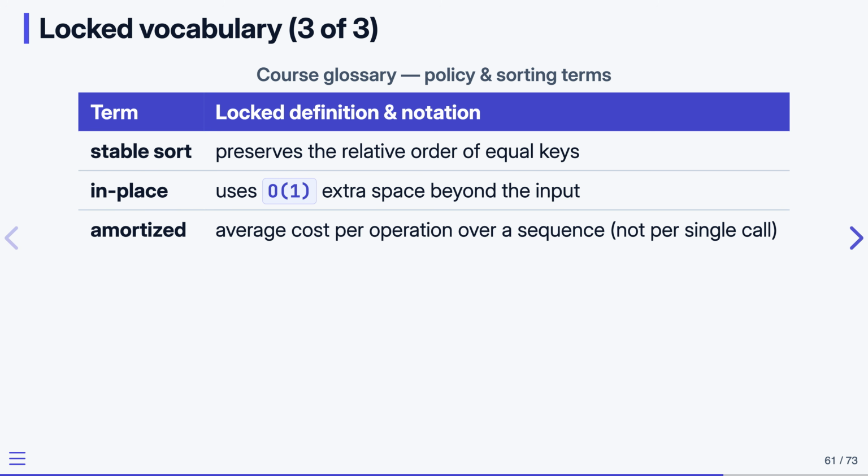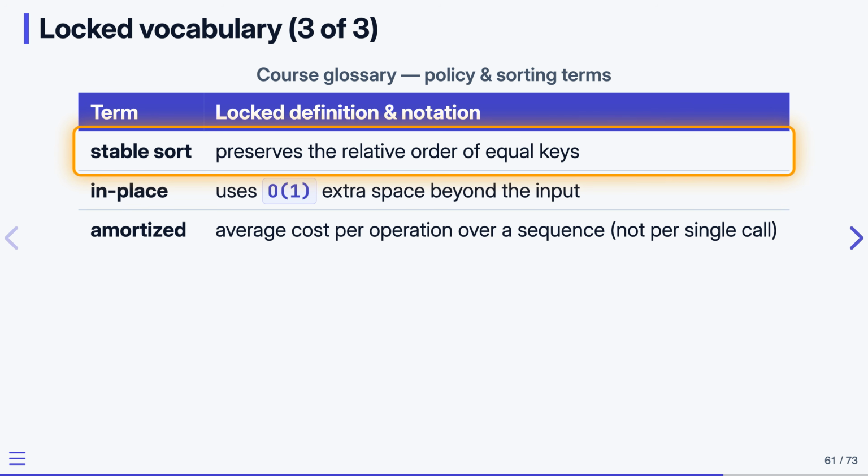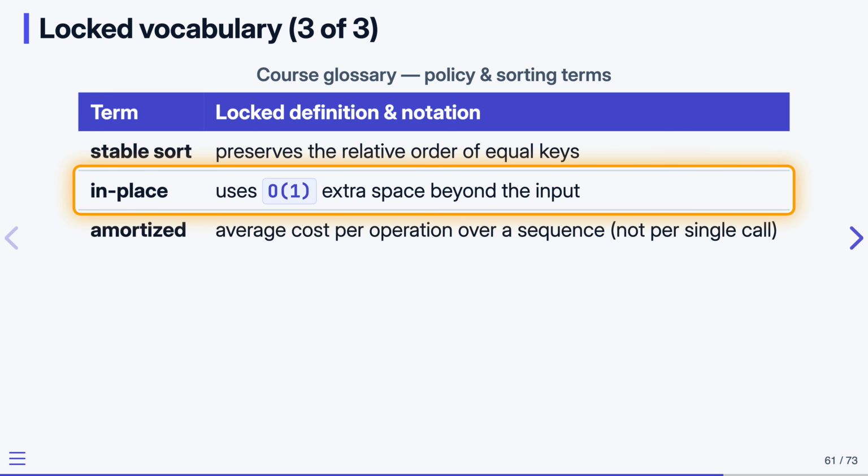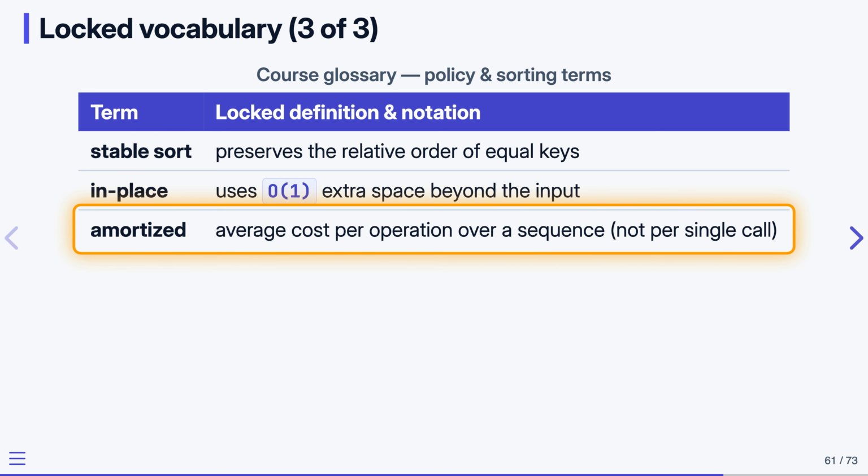The last 3 locked words are about sorting and policy. Bookmark this glossary slide 2. A stable sort keeps the original order of equal keys. In place means the work uses only a tiny, fixed amount of extra space beyond the input. Amortized means the average cost of one operation across a whole sequence of them, not the cost of a single call.